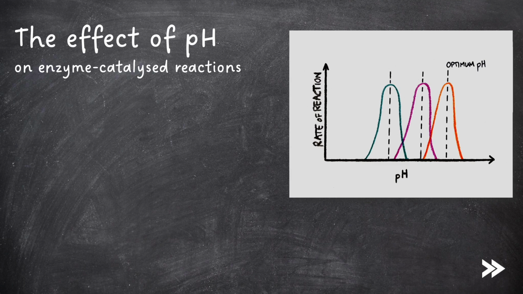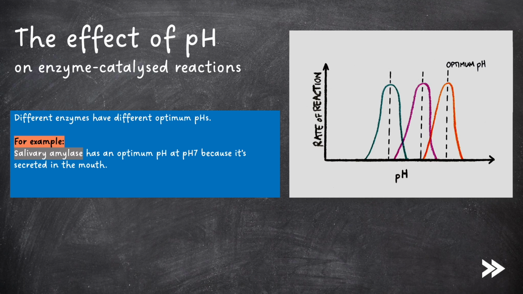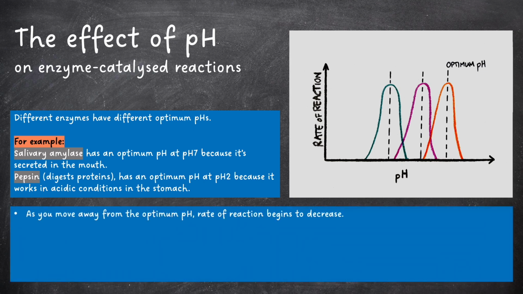We also need to know about the effect of pH on enzyme-controlled reactions. This graph shows how rate of reaction changes with pH for a number of different enzymes. Different enzymes have different optimum pHs. For example, salivary amylase has an optimum pH at pH 7 because it's secreted in the mouth, whereas pepsin, which is an enzyme that digests proteins, has an optimum pH at pH 2 because it works in acidic conditions in the stomach. As you move away from the optimum pH, rate of reaction begins to decrease.